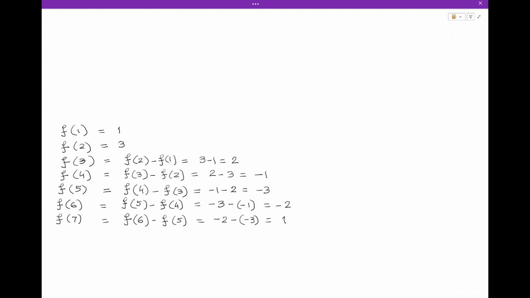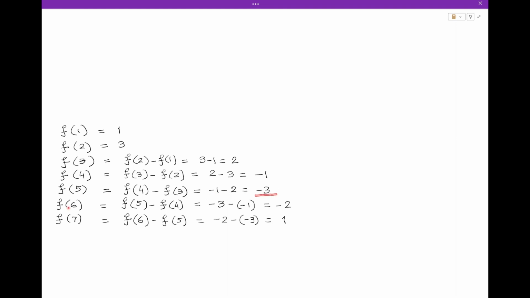And using the formula, we get f(3) is equal to f(2) minus f(1), that is 3 minus 1, which is equal to 2. f(4) is equal to f(3) minus f(2), that is 2 minus 3, which is equal to minus 1. f(5) is equal to f(4) minus f(3), that is minus 1 minus 2, and that is equal to minus 3.